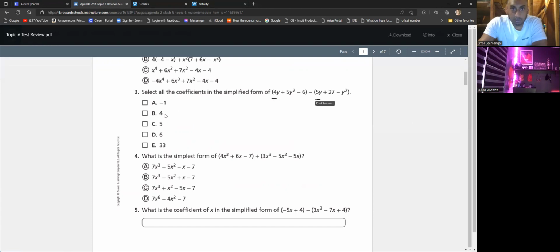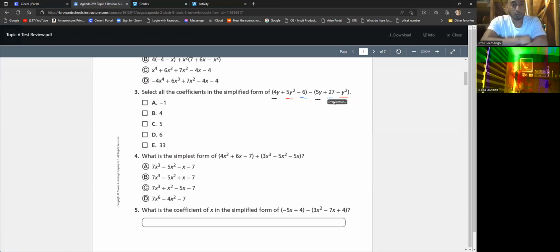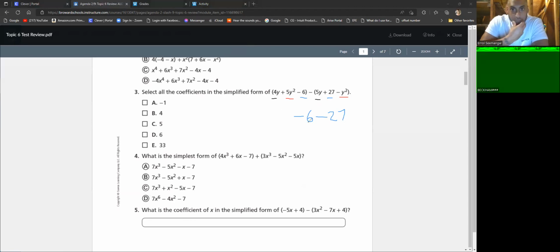4y, 4y, 5y, 5y squared, negative 1y squared, 6 is by itself, and the 27. The 27 is by itself though. Yeah, so you're going to go negative 6 minus 27. Why are we doing negative 6 minus 27 if they're not like terms? They are like terms. Why are they like terms? Because they're both numbers. Oh yeah. Okay. Yep. So that makes them like terms.